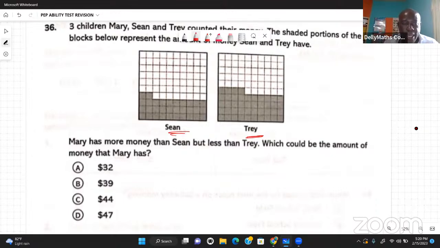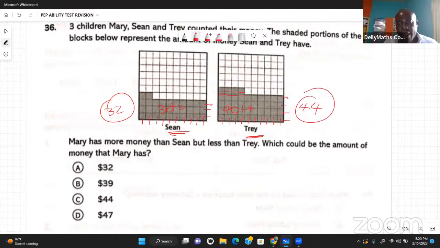All right, let us use a quick edge thing here. 1, 2, 3, 4, 5, 6, 7, 8, 9, 10. 10 by 1, 2, 3. So this is 10 threes. This is 30 plus 2. So that is 32. So I'm seeing $32 here, right? Now let's check the other one. 1, 2, 3, 4, 5, 6, 7, 8, 9, 10. 1, 2, 3, 4. So this is 40 coming here, and then 4 more. This is 44, right? So this is 44 for Trey right now.